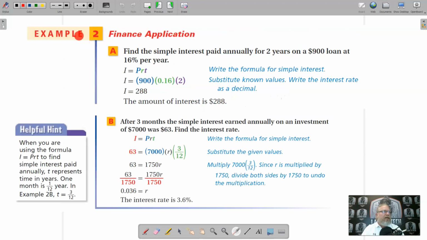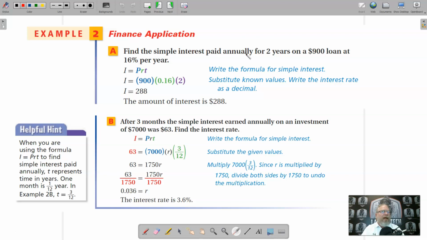If we move along here, example 2, we look at a finance application. Let's look at our helpful hint first. When you are using the formula interest equals principal times rate times time, I equals PRT, to find simple interest paid annually, T represents time in years. So therefore, 1 month is 1/12 of a year. In example 2b, you'll see where we're going to set time as equal to 3/12 because it talks about 3 months here. So before we do B, let's look up at A.